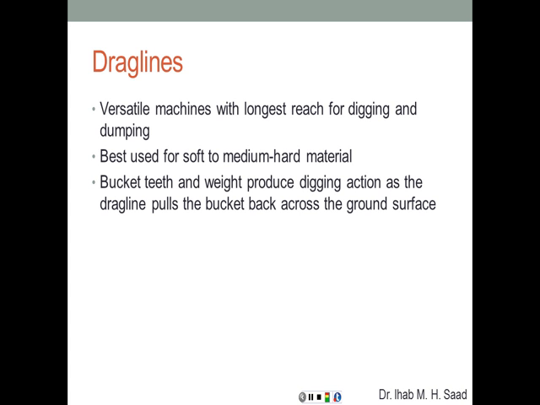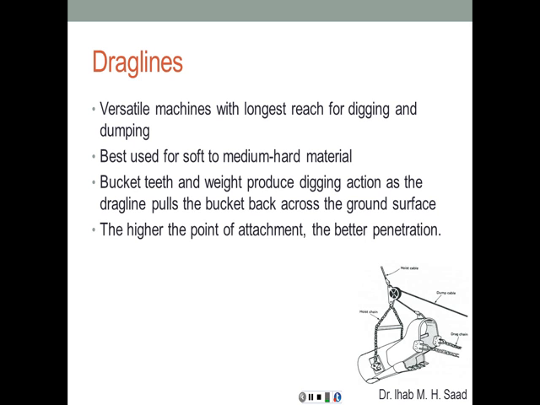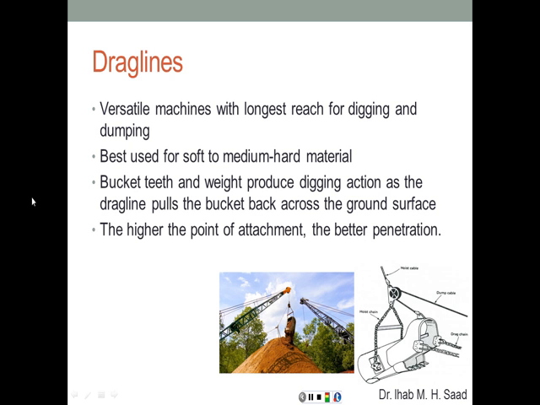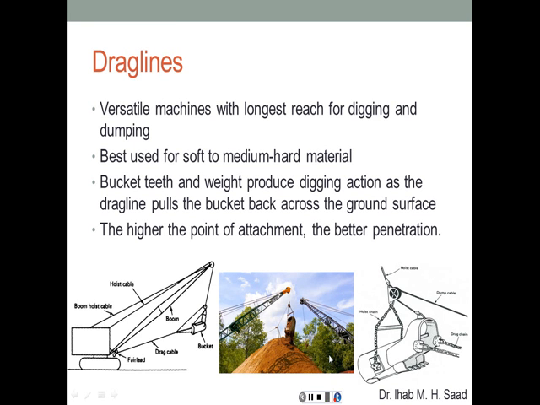So it's going to rely again on its own weight and the pull of gravity to penetrate the soil, and then we're going to drag it. We're going to pull the line to drag that soil and dump it away. The higher the point of attachment, the better the penetration, again because you're going to have a higher penetration force due to the gravity and the weight of the bucket. As you can see, it has some teeth at the edge to help cut through the soil, and it's attached to the boom of the crane, and the drag cable is going to be used to drag that bucket once it's full.